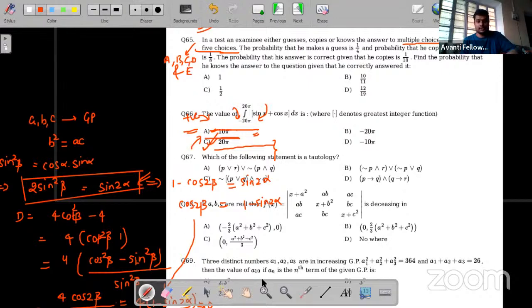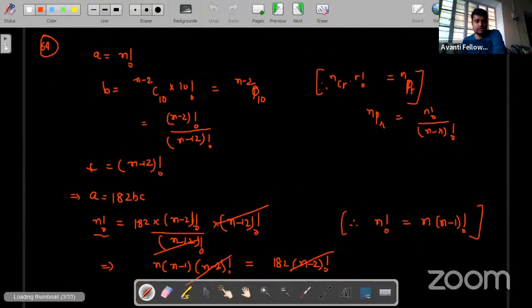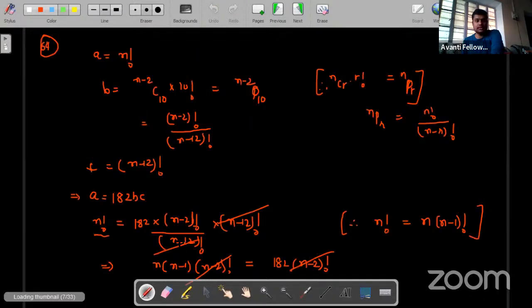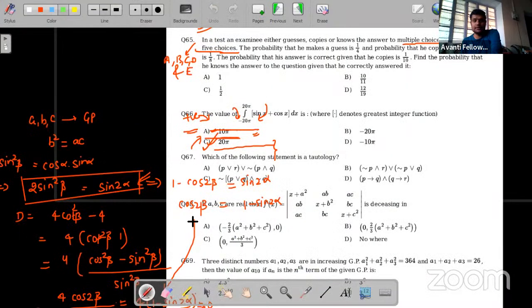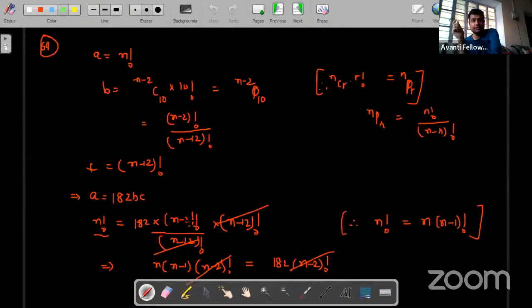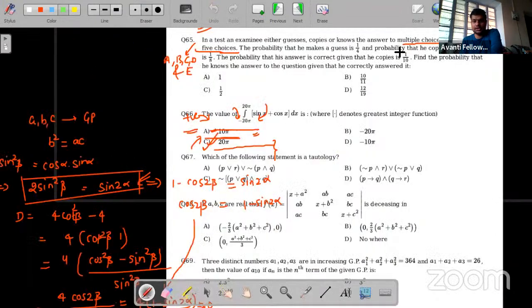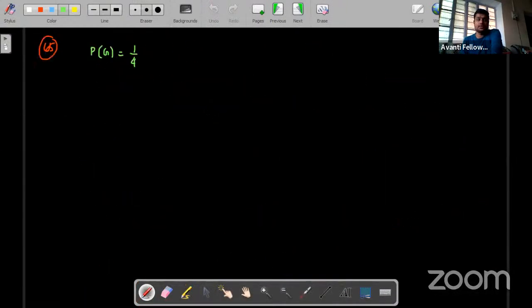Okay. So let's write this on the next page, question number 65. What it is saying is that we have 3 choices to solve a question with 5 choices, A, B, C, D, E, 5 options are there, and the probability to make a guess is 1 by 4. So let's say I am assuming that event to be G, G for guessing. So the probability of guessing is 1 by 4. This is the first thing given in the question, and the probability that he copies the answer is 1 by 8. Okay, so the second event is copying. I am assuming that event as C. So P of C is 1 by 8. This is for guessing and this is for copying.